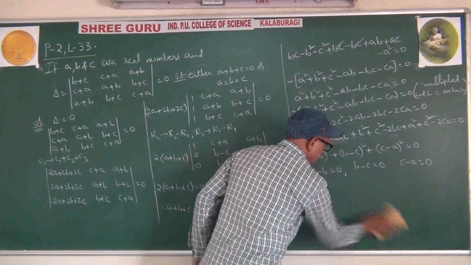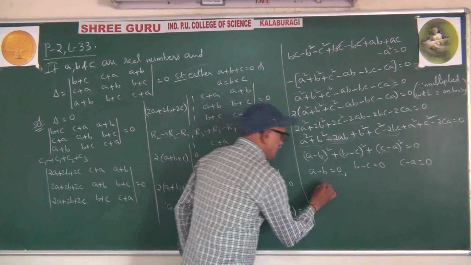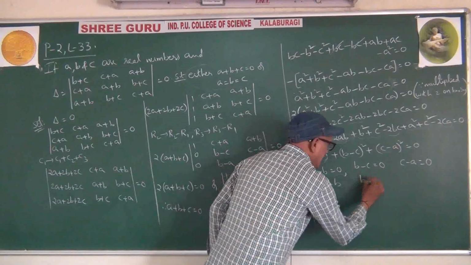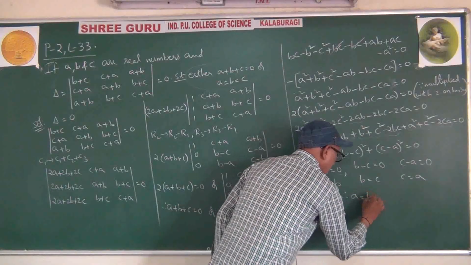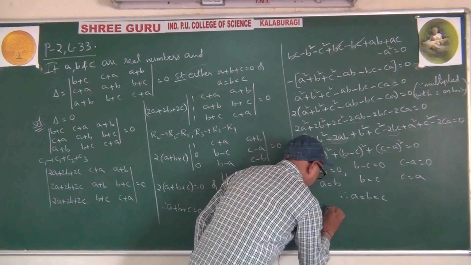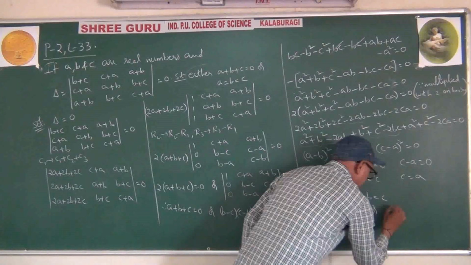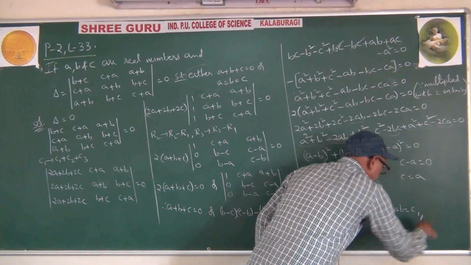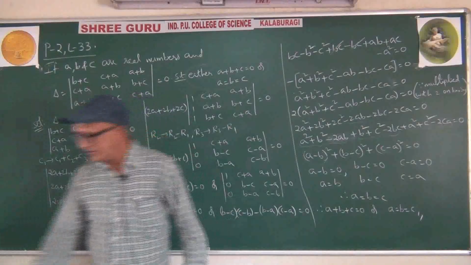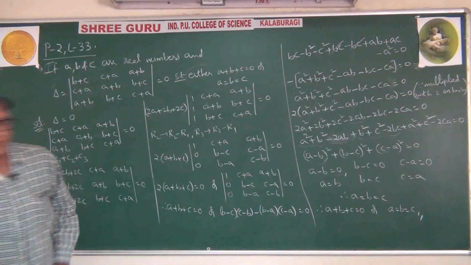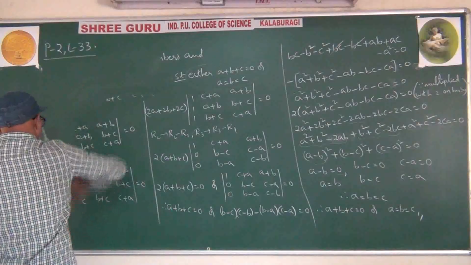Okay now. Then A equal to B, B equal to C, C equal to A. Therefore A equal to B equal to C. Therefore A plus B plus C equal to 0 or A equal to B equal to C. Clear? Right. Next question onwards, maximum homework questions.